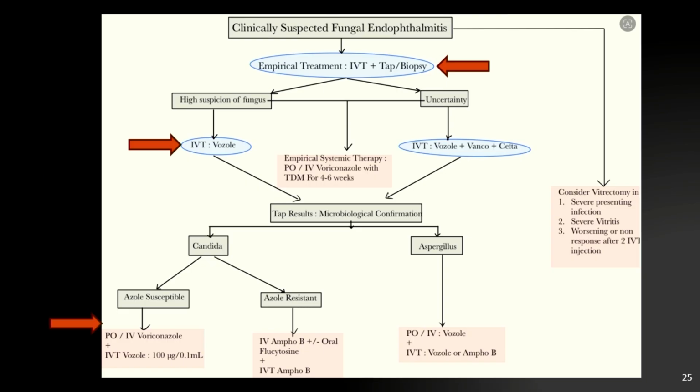Usually the systemic therapy of voriconazole is around 400 milligrams for the first 2 doses. After that, it should be switched to 300 milligrams along with therapeutic dose monitoring for 4 to 6 weeks. And in case of Aspergillus, voriconazole or amphotericin B, either of them can be administered.